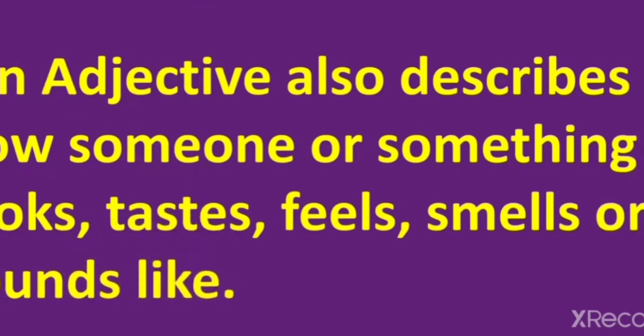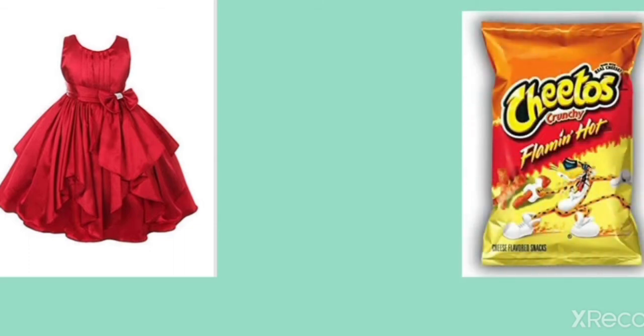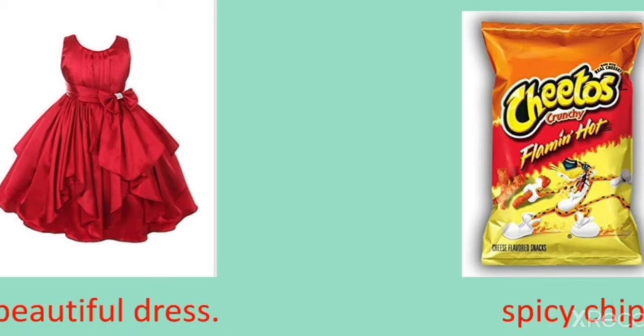For example, you can see this picture. The first picture is a beautiful dress, and in the second picture, you can see there are spicy chips. Here, the word beautiful describes the looks of the dress, and the word spicy describes the taste of the chips. So, they are adjectives.